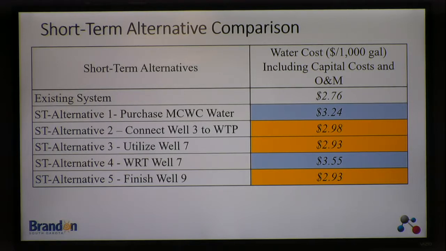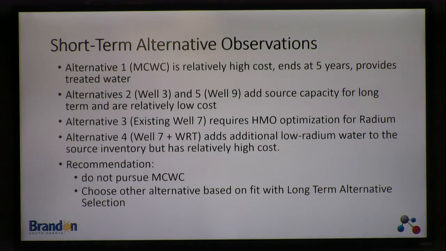Okay, so when we then summarize that discussion, we have alternative one, which has a relatively high cost compared to some of the other alternatives to get water up to the needed production for the next 5 years. It ends at 5 years. Now, the nice thing is it provides treated water. So it likely lowers the hardness of the treated water from the treatment plant, maybe 10 to 20%, depending on the blend ratio. We can use 10% as a good number. Alternative 2 and 5 add source capacity and are relatively low cost.